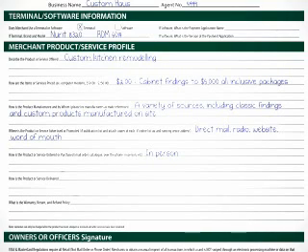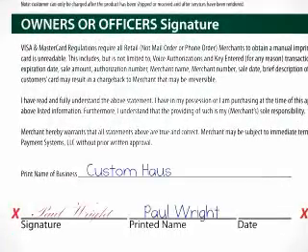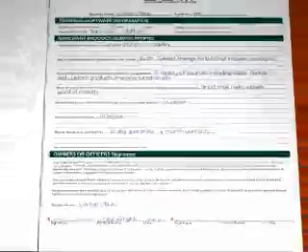How is the product or service delivered? In person, UPS, FedEx, or USPS. What is the business's warranty or refund policy? 30-day refund, in-store credit only, or no refunds? The merchant will need to sign and date the bottom of the application addendum.